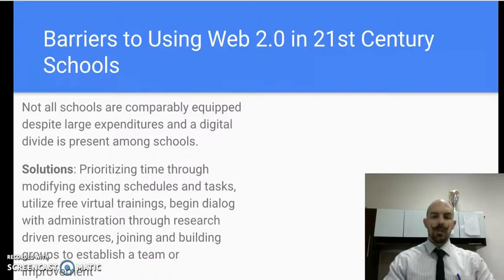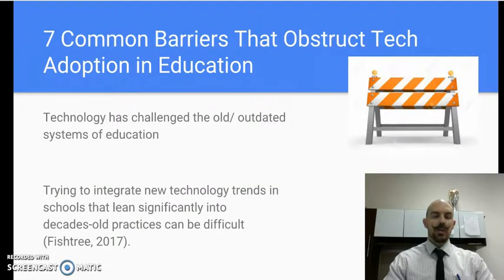I think one of the most important things to solving issues is working collaboratively with teams. So forming these teams to really help bring resources and people together could be a really good solution to bringing Web 2.0 into more classrooms and more schools.